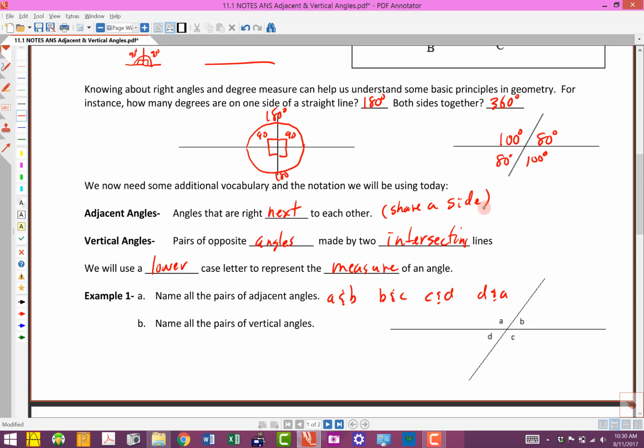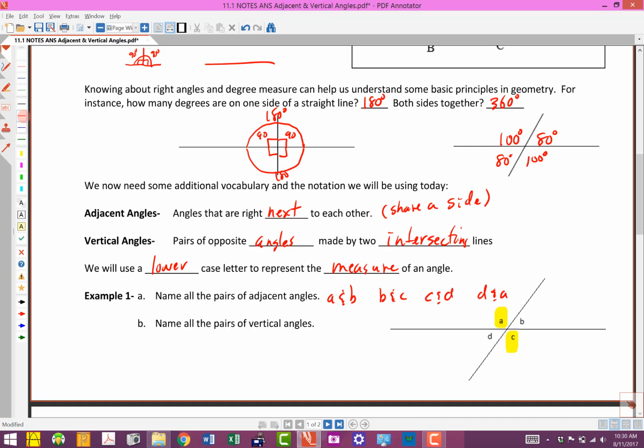Now, name all the pairs of vertical angles. So part B, name all the pairs of vertical angles. So vertical angles are pairs of opposite angles made by two intersecting lines. So we've got these two intersecting lines here. So let's take a look. The vertical ones would be the ones that are opposite of each other. So this one and this one, they are opposite from each other.